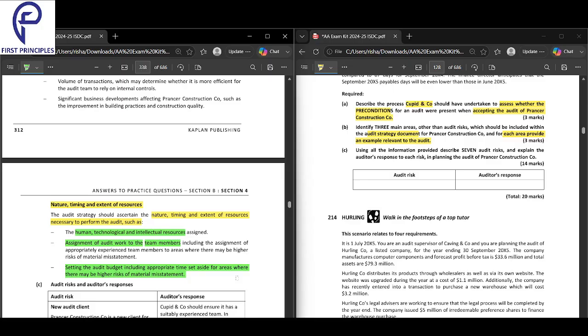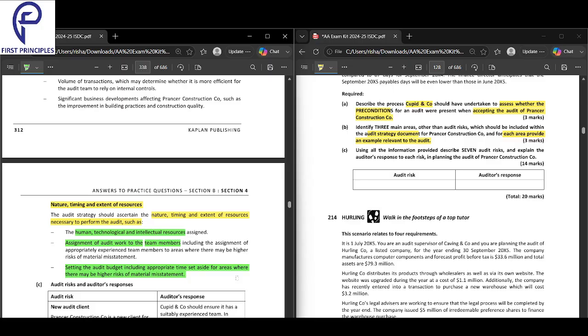Nature of resources, what kind of people, skills, and tools. Timing of resources, when to send them. Extent of resources, how many hours and what is the budget. That is the nature, timing, and extent of resources: what kind of people, skills, and tools, when to send them, how many hours, and what is the budget.